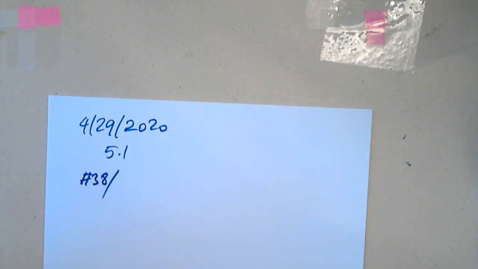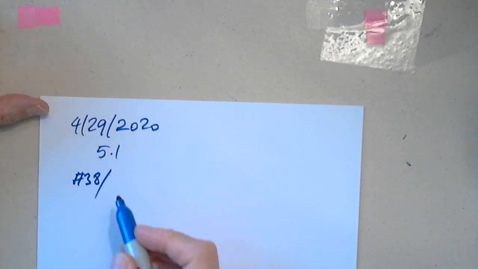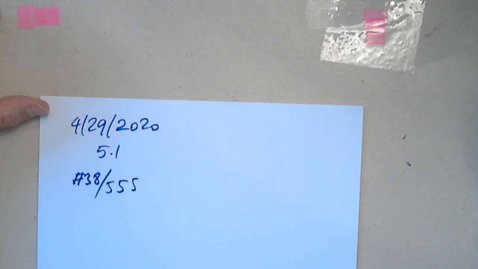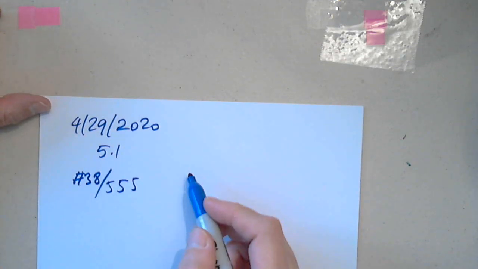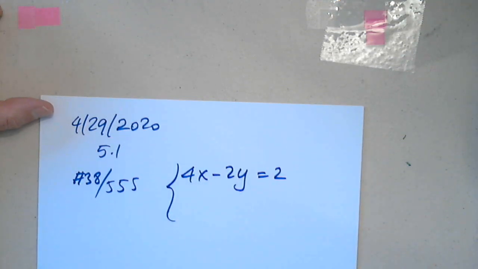Let me ask you whether I'm skewed or I'm focused here. Can you see? If you have any questions, stop me anytime. So 38 on page 555. 4x minus 2y equals 2, and 2x minus y equals 1.